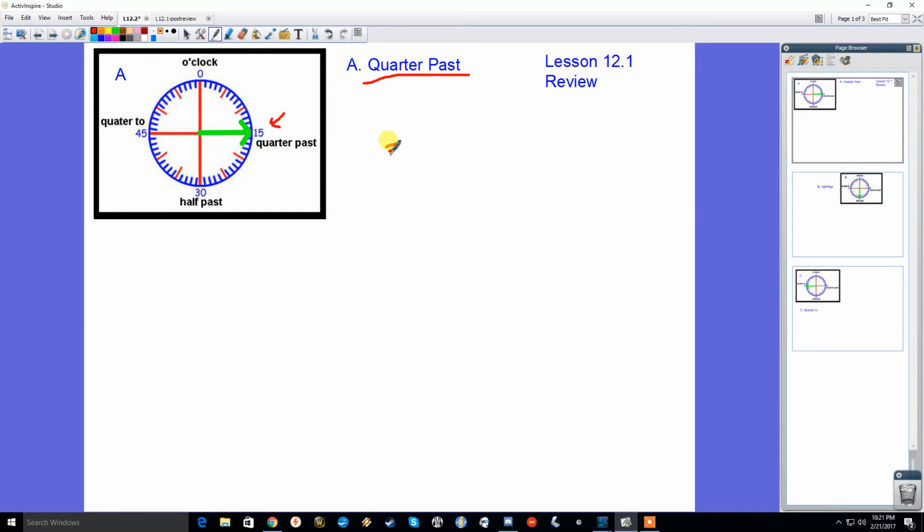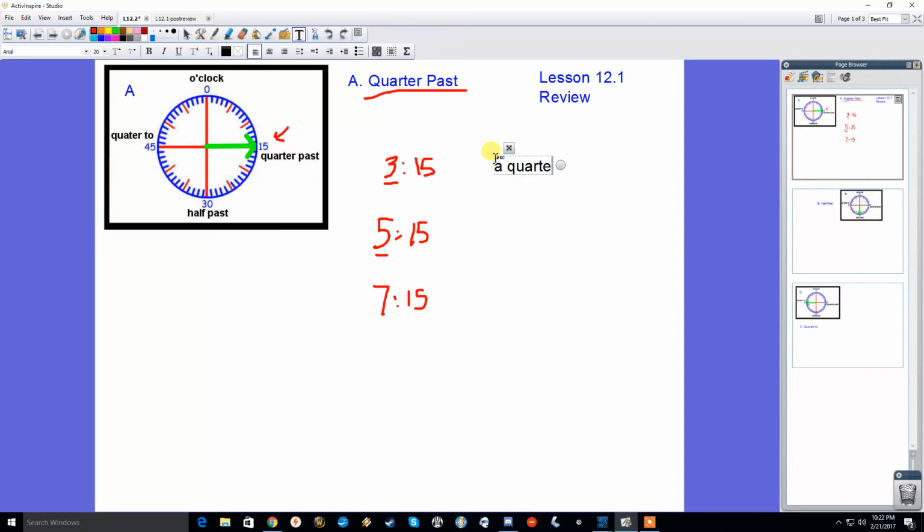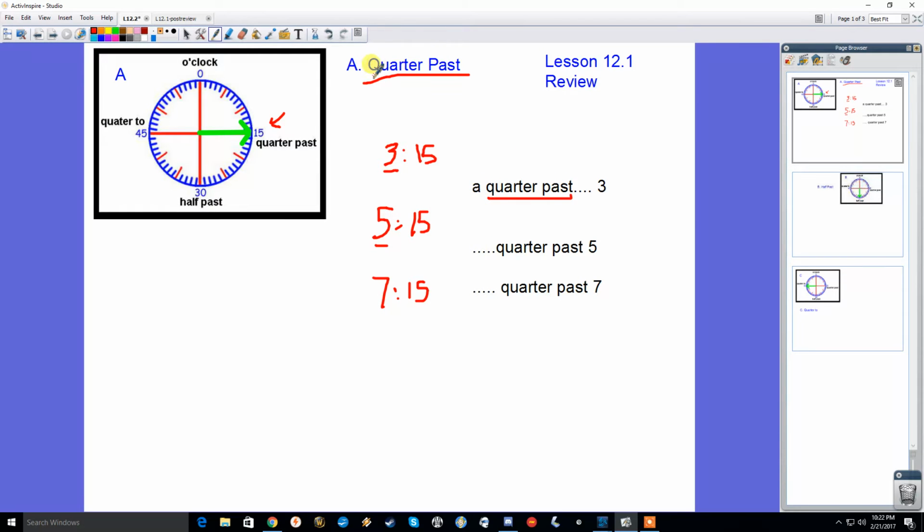So for example, if you see 3:15, this would be a quarter past 3. What if it's 5:15? It would be a quarter past 5. And 7:15? Well, that's a quarter past 7. So a quarter past 3, quarter past 5, quarter past 7, and so forth. Keyword, quarter past. There it is right there.